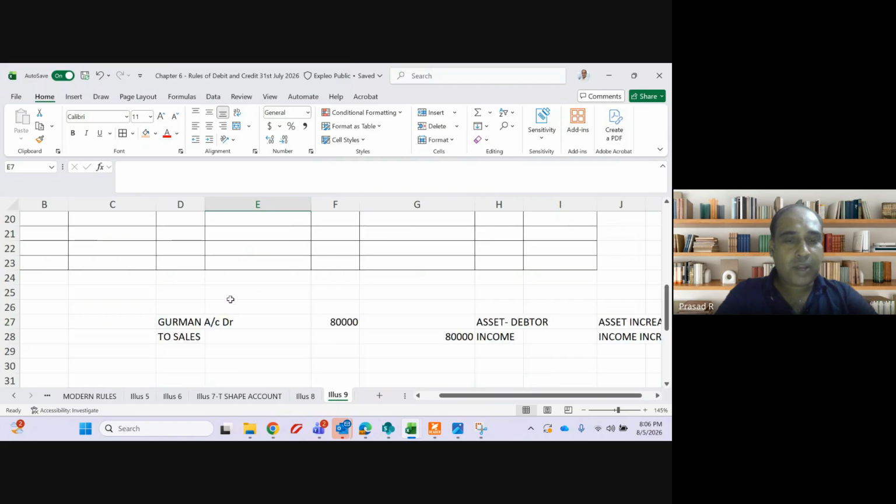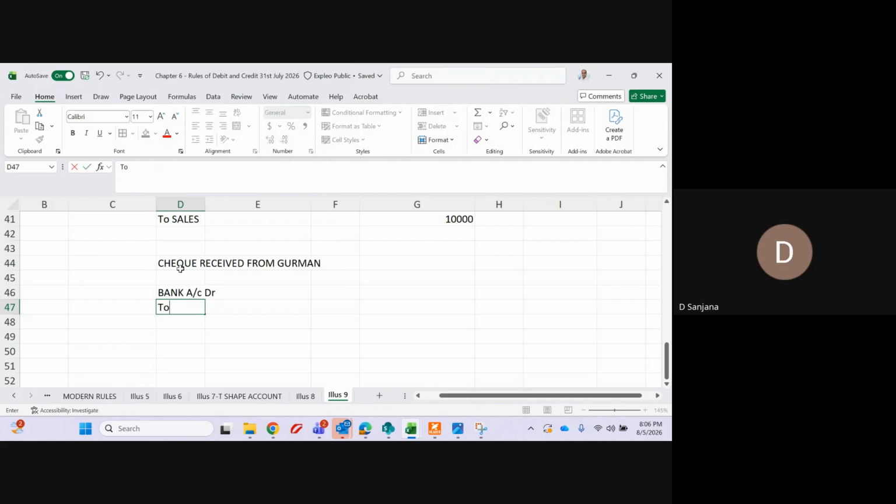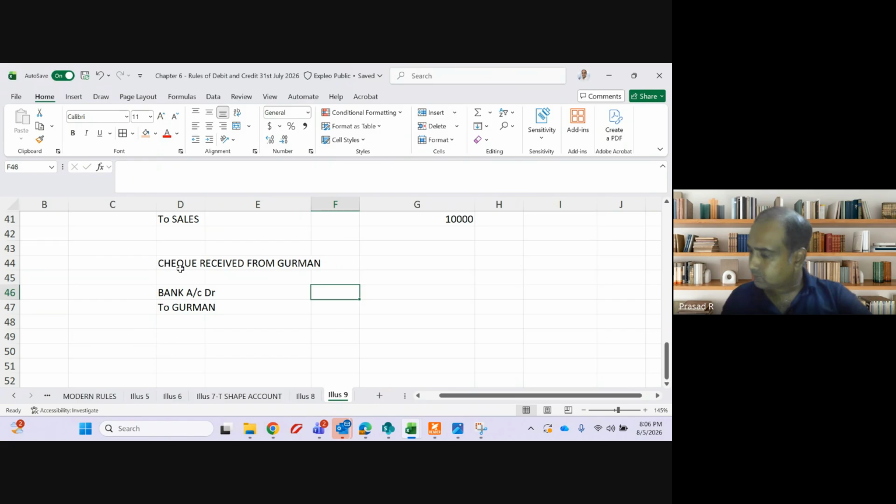Check received from Gurman. Now Gurman is paying me by check. Now I am getting some bank balance. Bank account debit. To whom? Gurman is paying me. Gurman's account. How much is he paying me?